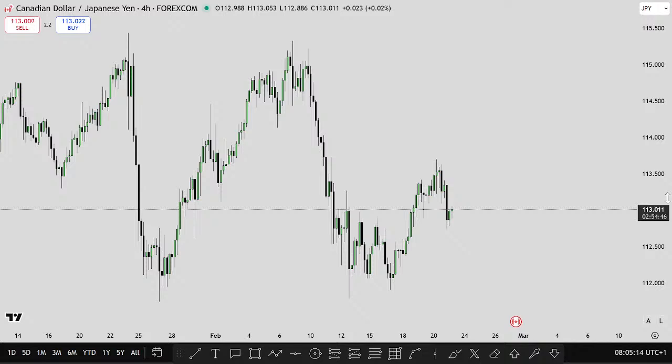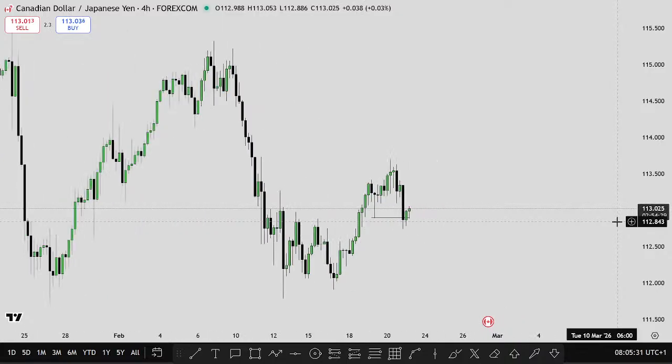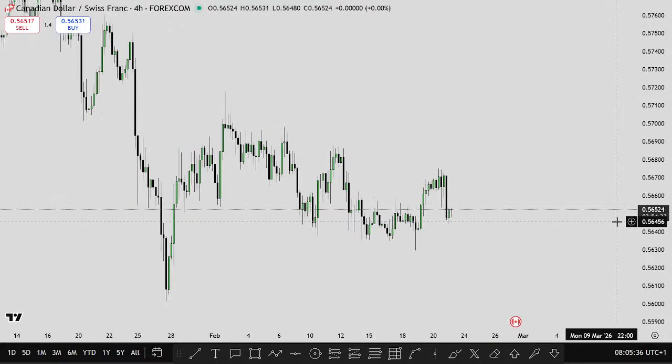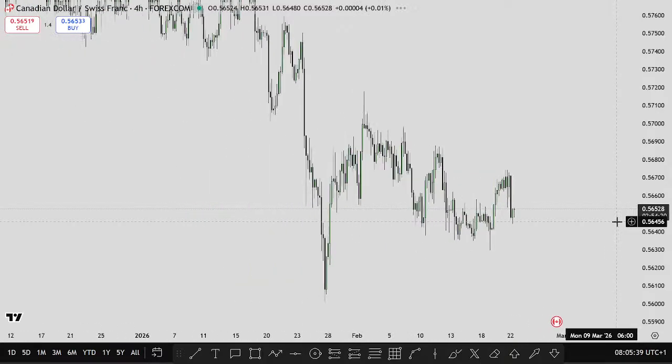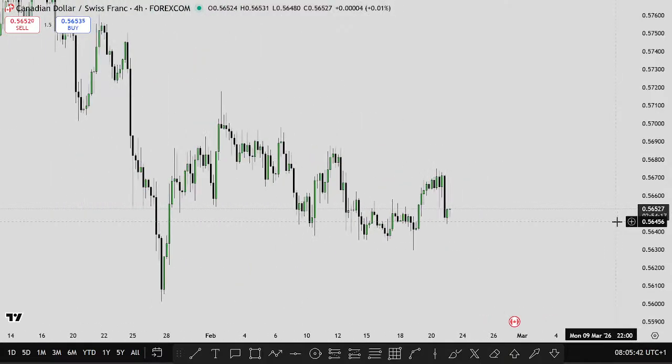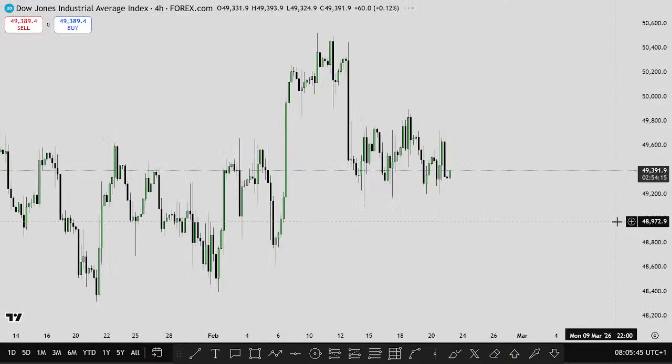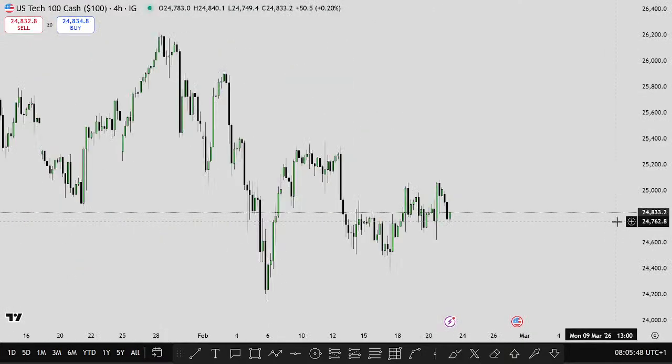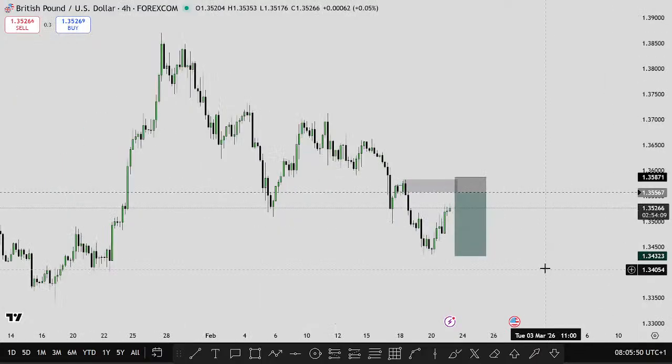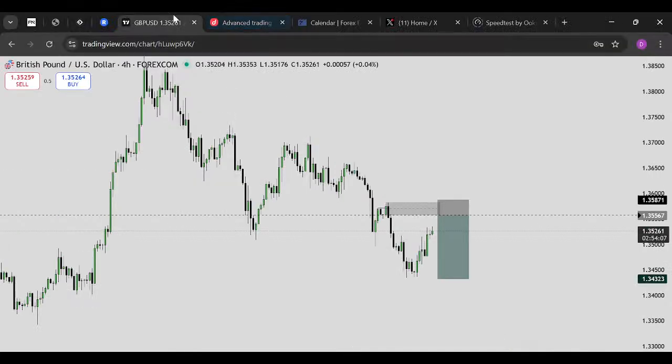So then for CADJPY, I don't know what this is doing, bro. But what I know is this looks like a sweep of liquidity here. So I'm just going to leave it alone, because especially CAD pairs can be very demonic. CADCHF, same thing. This space can be very demonic, I think. So that's the last two currency pairs. The rest are indices. I don't do analysis for indices because I have people that trade small accounts, and this one can blow your account.